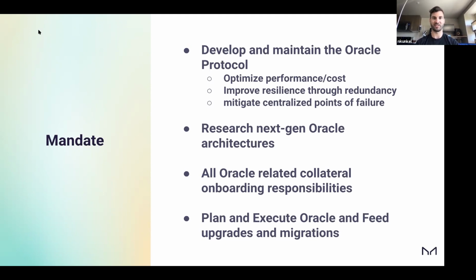Optimizing it to be highly performant, to have the lowest cost for that performance, making it incredibly resilient through just redundancy and redundancy over redundancy, right? Where if any individual component fails, it should have no effect on the operation of the protocol. If even certain combinations of components fail, there should still be a happy path for a fully functioning Oracle network, and essentially mitigating any kind of centralized point of failure that we find.